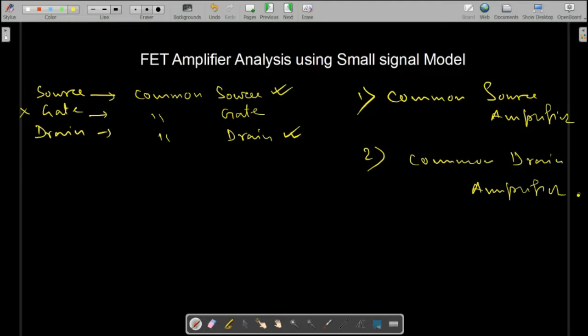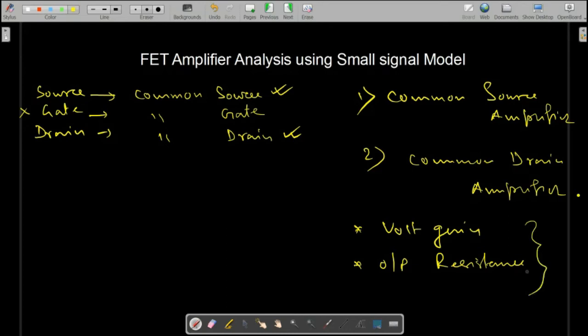Okay. And what are the parameters we are going to study? That is voltage gain and output resistance. Okay, we are going to study two parameters, voltage gain and output resistance.